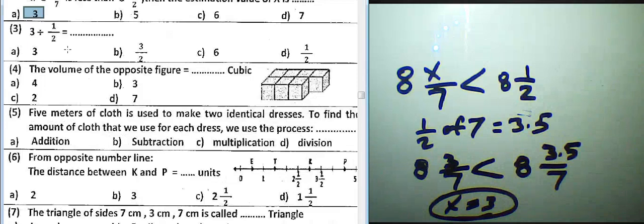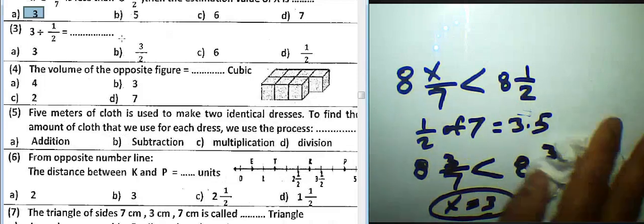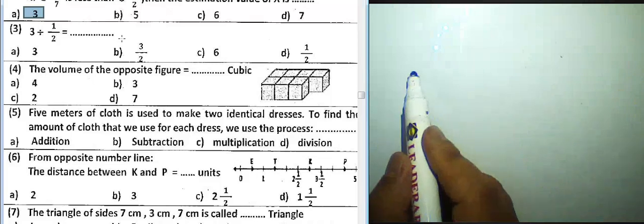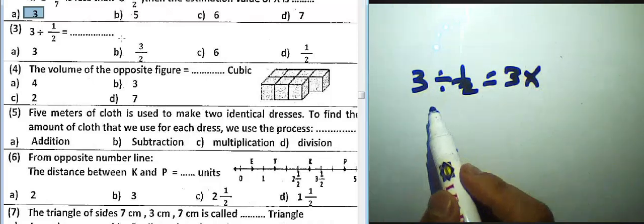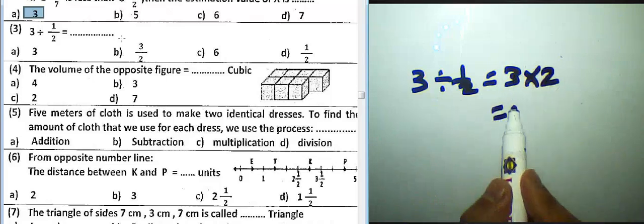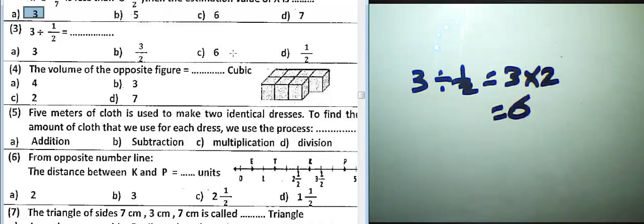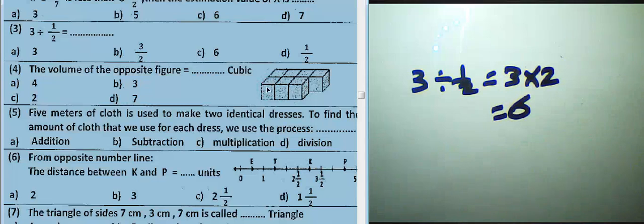Question number 3, 3 and half. We must find the result by dividing them. 3 divided by half: write 3, and convert from division to multiplication. 3 times 2 equals 6. The volume of the opposite figure, how many cubes are here? Count with me. 1, 2, 3, 4, 5, 6, 7.